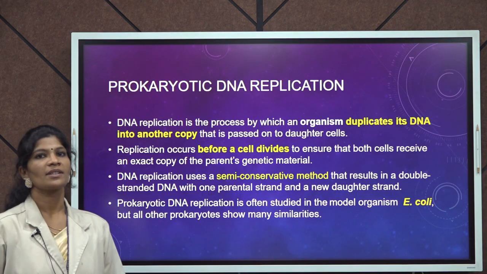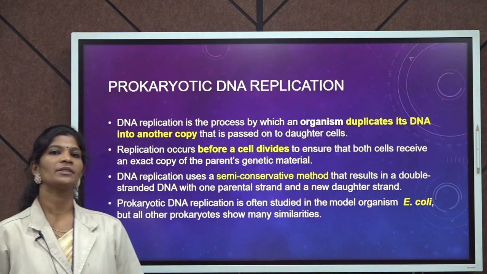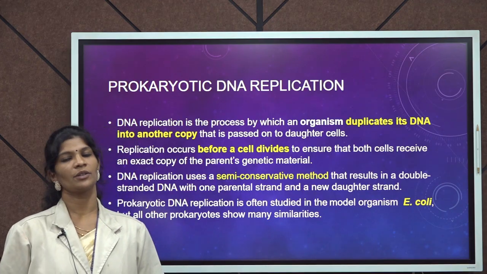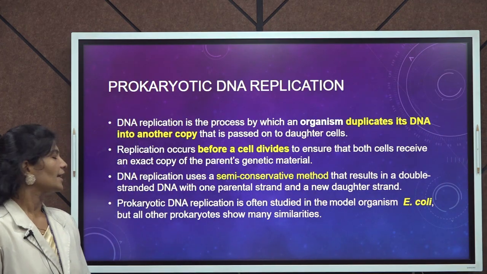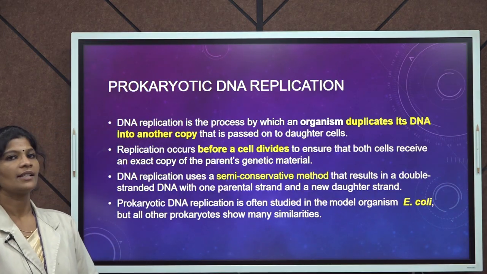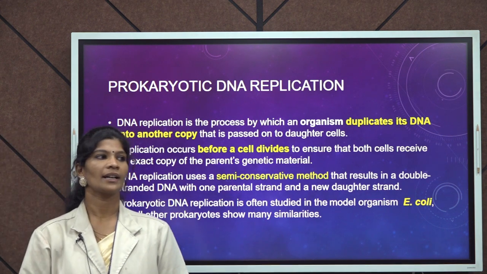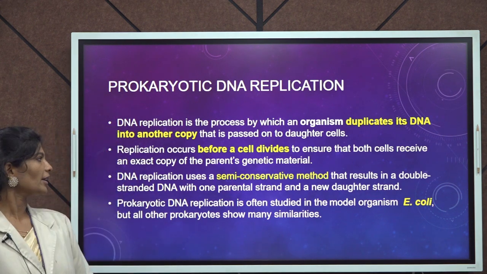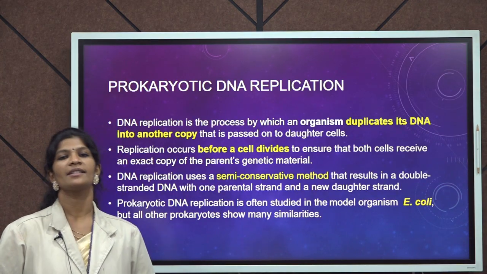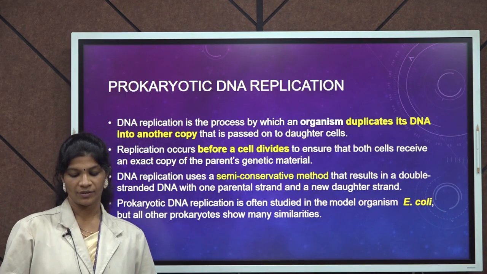DNA replication uses a semi-conservative model of replication. As we know earlier, we have three types of DNA replication, but here the semi-conservative model is mostly followed. The semi-conservative model results in double-stranded DNA separating into one parental strand and another daughter strand. Prokaryotic DNA replication is often studied using E. coli as a model. Since it divides within 20 minutes, it is easy to study.